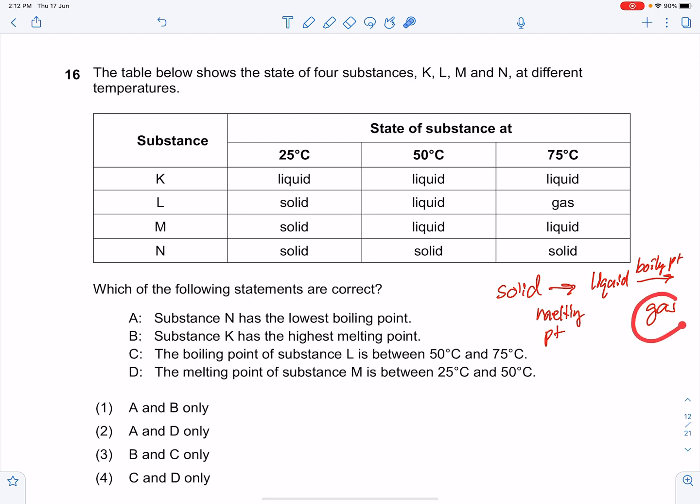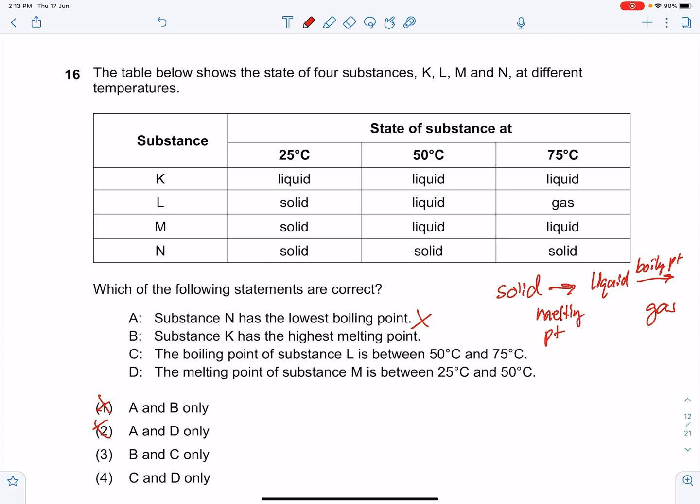For it to boil, after boiling, you will get a gas. So let's take a look at it. N is over here. It states that even at 75 degrees, it is still a solid. So that means it has not even become a liquid. How can it become a gas? So therefore, its boiling point is one of the highest, because even at 75 degrees, it is still a solid. So its boiling point has to be above 75, and the highest they have here is 75 already. In fact, I might even argue that substance N has the highest boiling point. So this is wrong, not true. So anything with A, straight away cross it out.